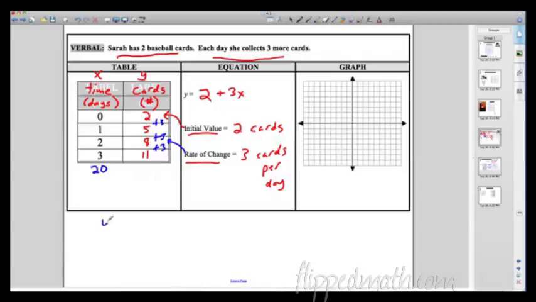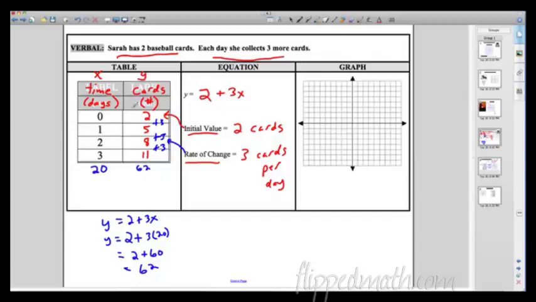Or I can say, well, I know my equation is y equals 2 plus 3x. X stands for the days, so I'm going to put in 20 as my days. So really I'm going to say 2 plus 3 times 20. And I want to know what is y when x is 20. So if I solve this, I get what? 3 times 20 is 60, plus 2 is 62. So really day 20 is going to make 62. 62 cards on day 20.